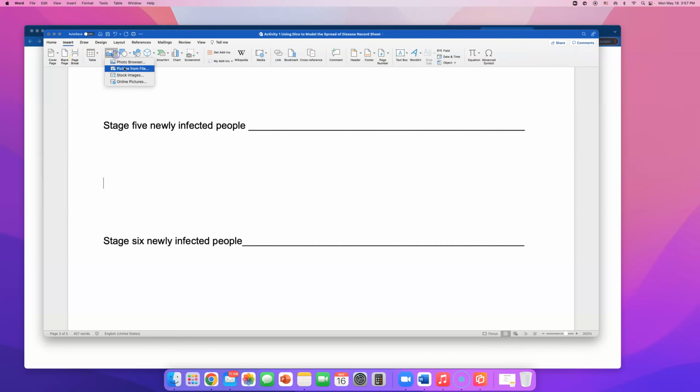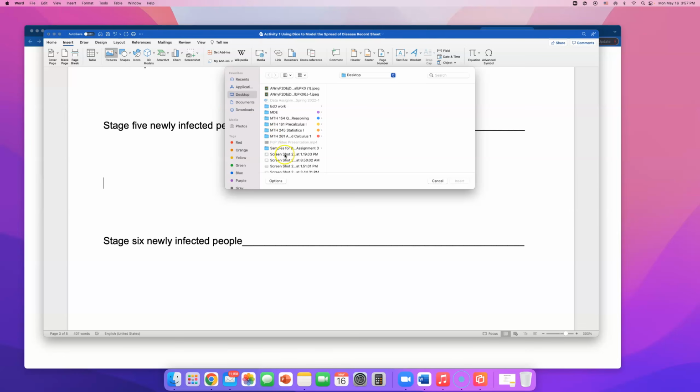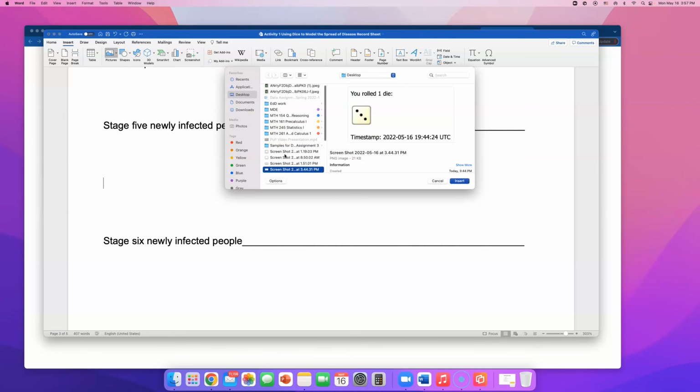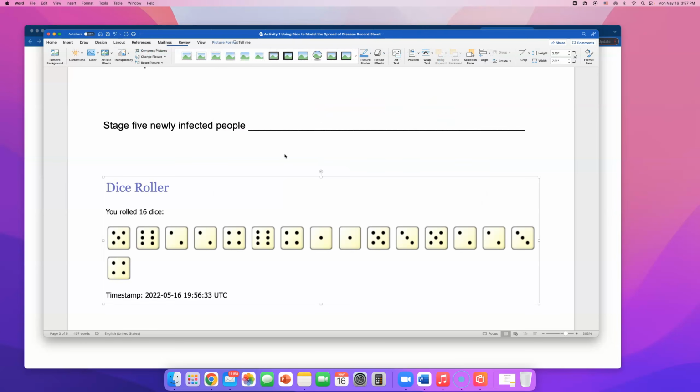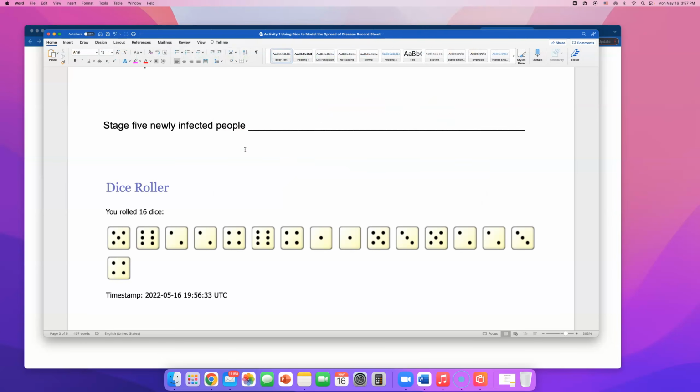All right, hold on. Let me bring my screenshot so that I can work from that picture. I had like 16 dice. Where did it go? Oh, that's it. Okay. So I rolled 16 dice for stage 5 because I had 16 sick people at the end of stage 4. And these are the numbers I see.